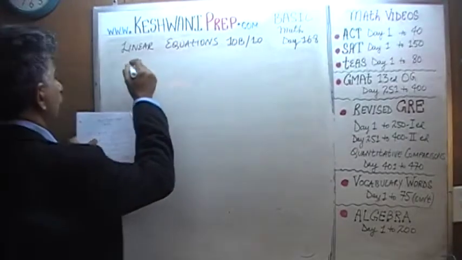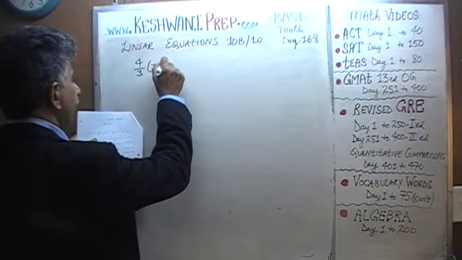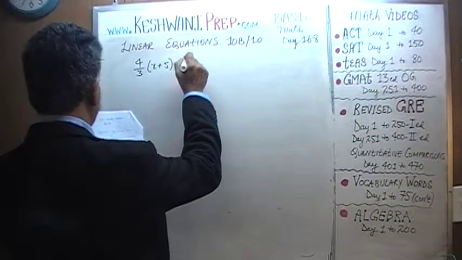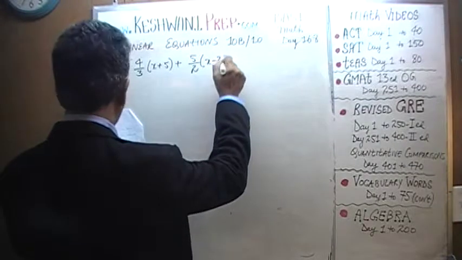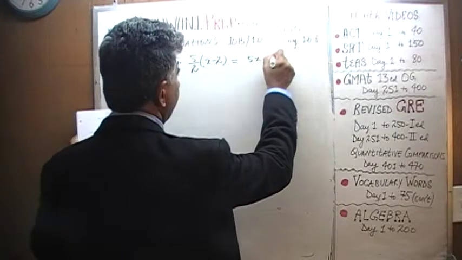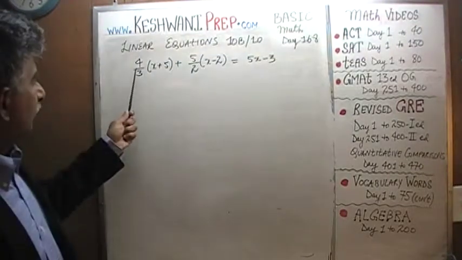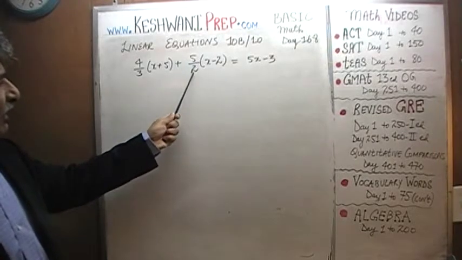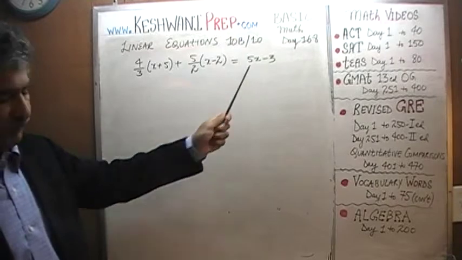We are told 4/3 x plus 5 plus 5/2 x minus 2 has to equal 5x minus 3. One more time, we are told that 4/3 x plus 5 plus 5/2 times x minus 2 has to equal 5x minus 3.